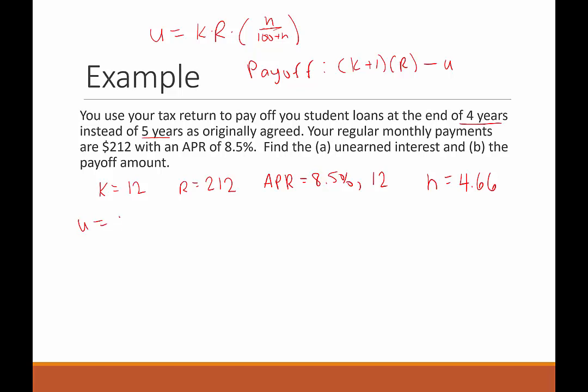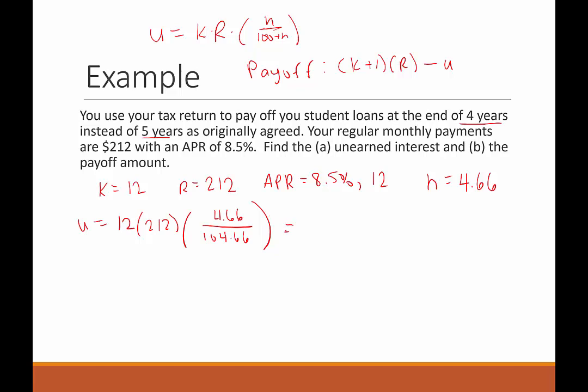So the unearned interest is K12 times those monthly payments times H divided by 100 plus H, which I'm going to go ahead and just add because it's a pretty nice addition problem. I suggest you do the same because when you type this in your calculator, if you don't put the denominator in parentheses, it's going to follow order of operations and it's going to be a huge mess. So add that denominator first, so that way you don't have to worry about order of operations.